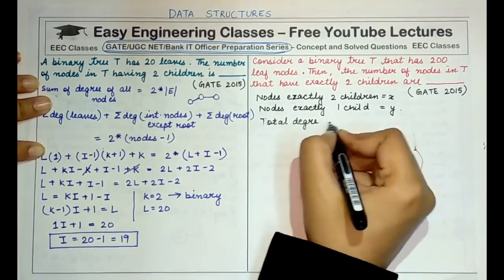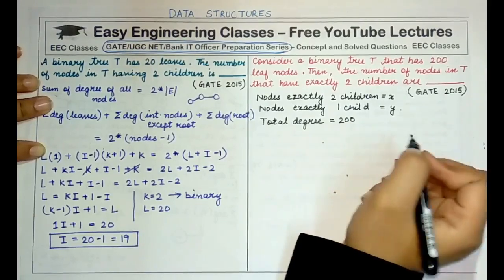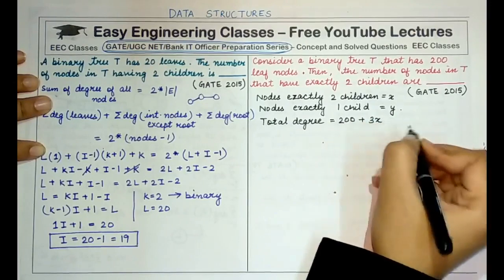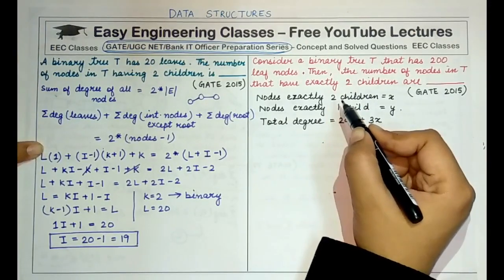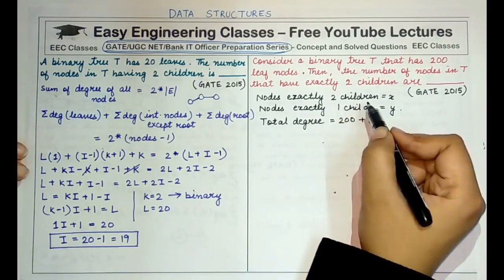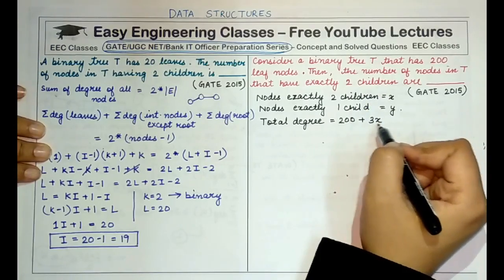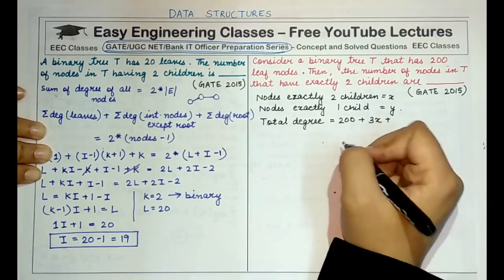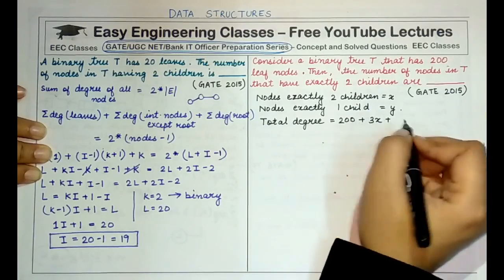How many leaves are you given? There are 200 leaves and each has a degree of 1. So 200 plus 3x. Why 3x? Because each internal node that has 2 children would have an outgoing degree of 2, that means 2 children, as well as 1 incoming degree from its parent.